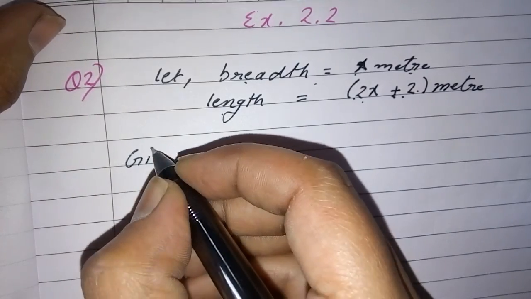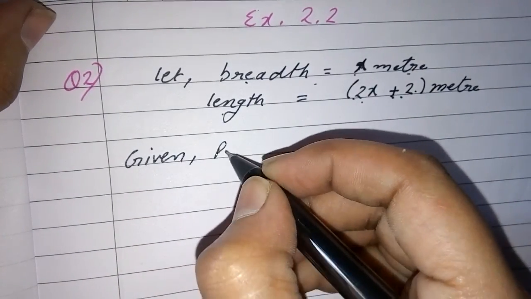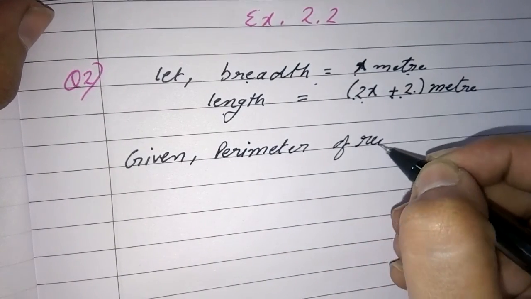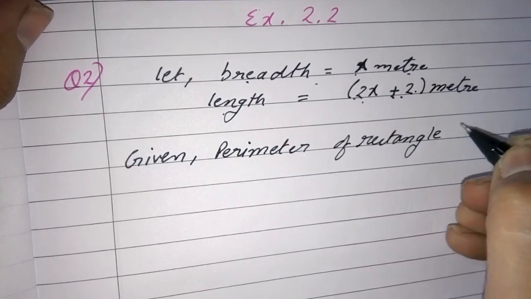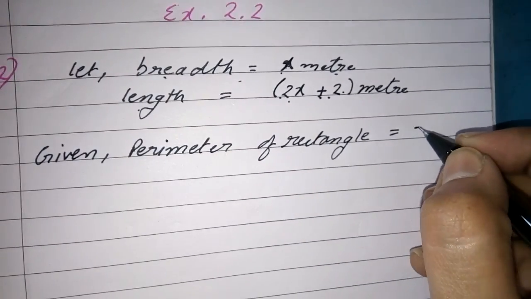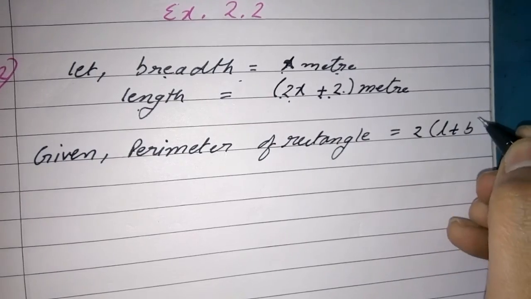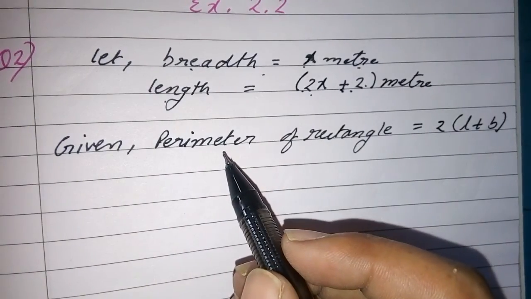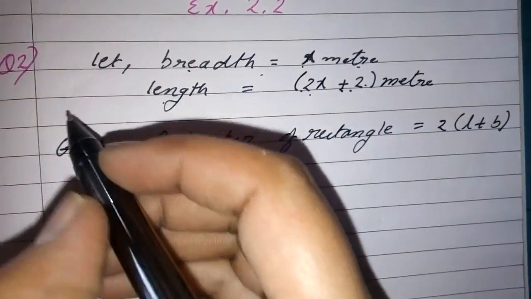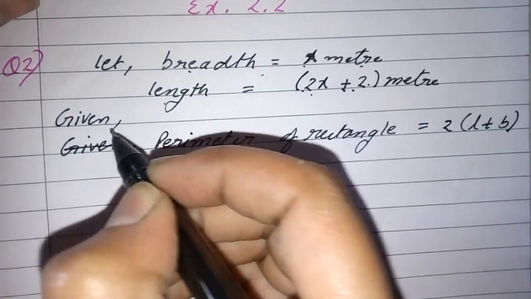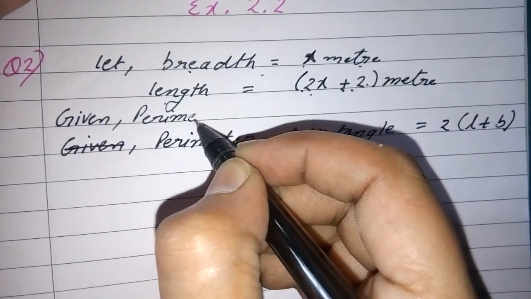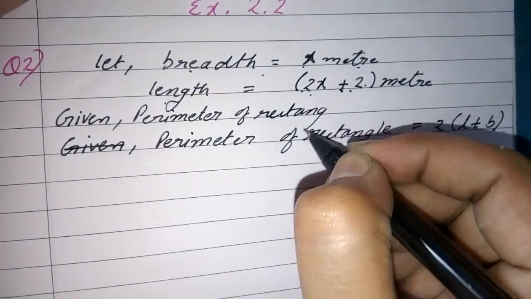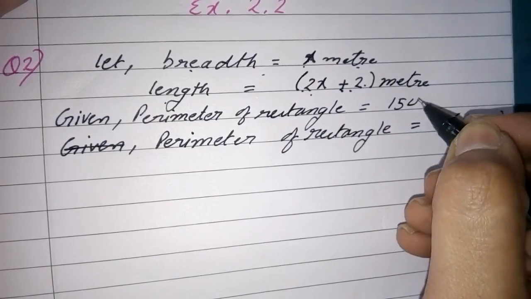Now it is given perimeter of rectangle. What is the formula for perimeter of rectangle? It is 2 into (length plus breadth). Okay, this is the formula for perimeter of rectangle. But perimeter of rectangle is 154 meter.